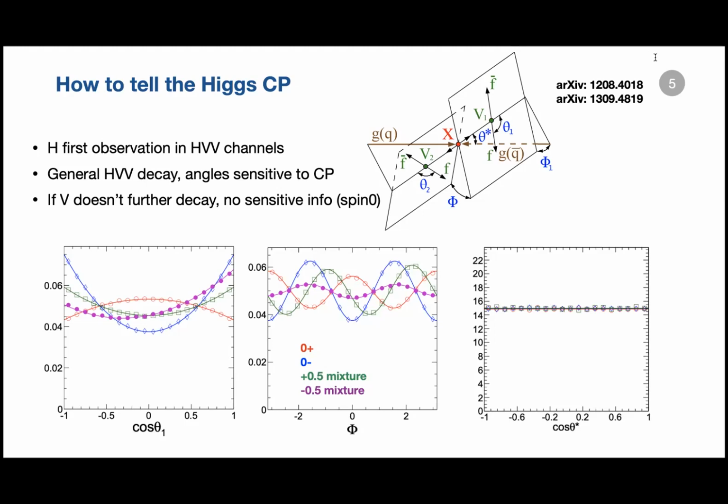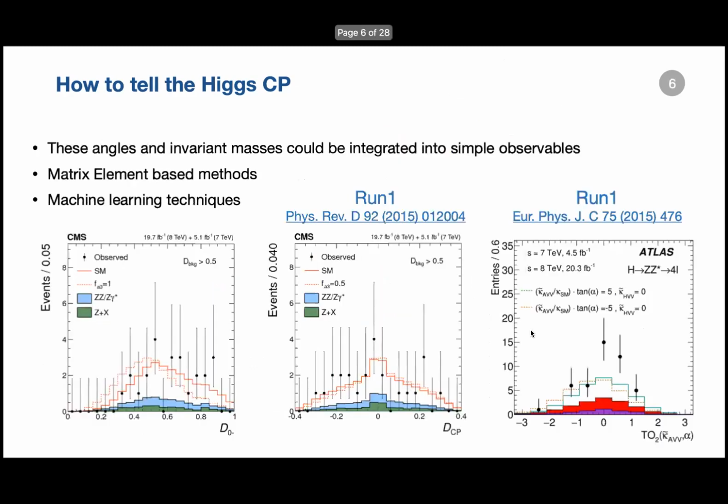This applies to the Higgs to gamma gamma final state because the two photons do not further decay. There we cannot really tell whether the Higgs, if it is spin zero, is CP even or CP odd. You cannot tell from this angle. So we can only do this analysis in ZZ or WW final states where these two particles further decay. And this is indeed what experimentalists do.